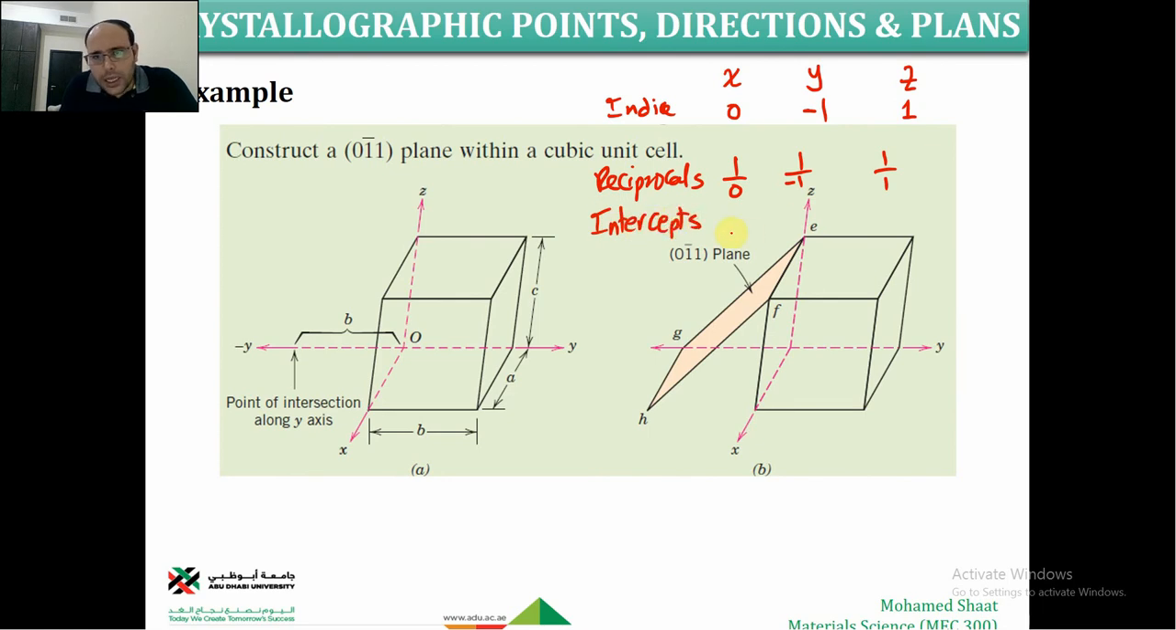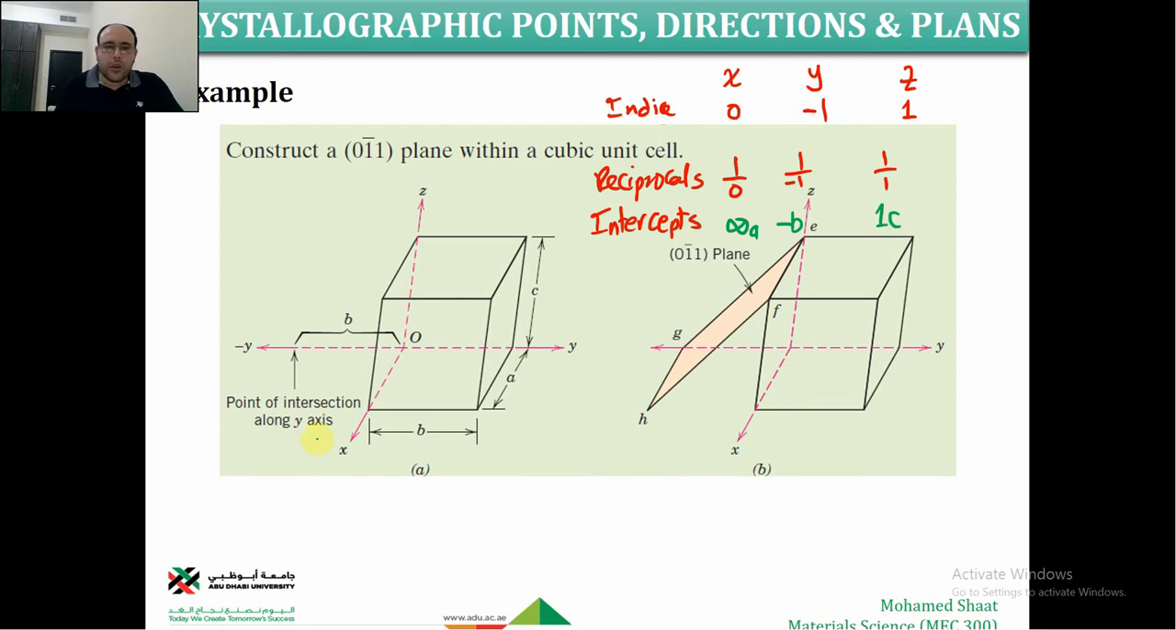So this indicates that the x-axis will be intersecting with the plane at infinity. So the intercept of the plane with the x-axis will be infinity. Why? Because we applied the reciprocal, which is 1 over 0. Then the y-axis will be intersecting with the plane at -1, because 1 over -1 is just -1. And the z-axis will be intersecting with the plane at the point 1. So this means that this is infinity a, this should be -b, and this should be 1c.